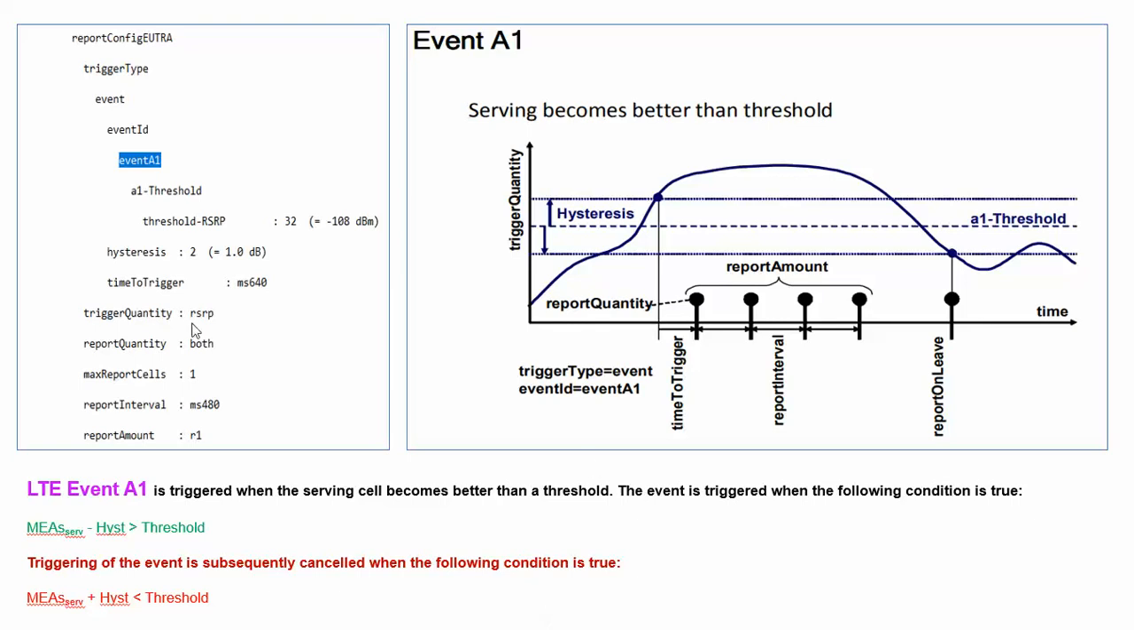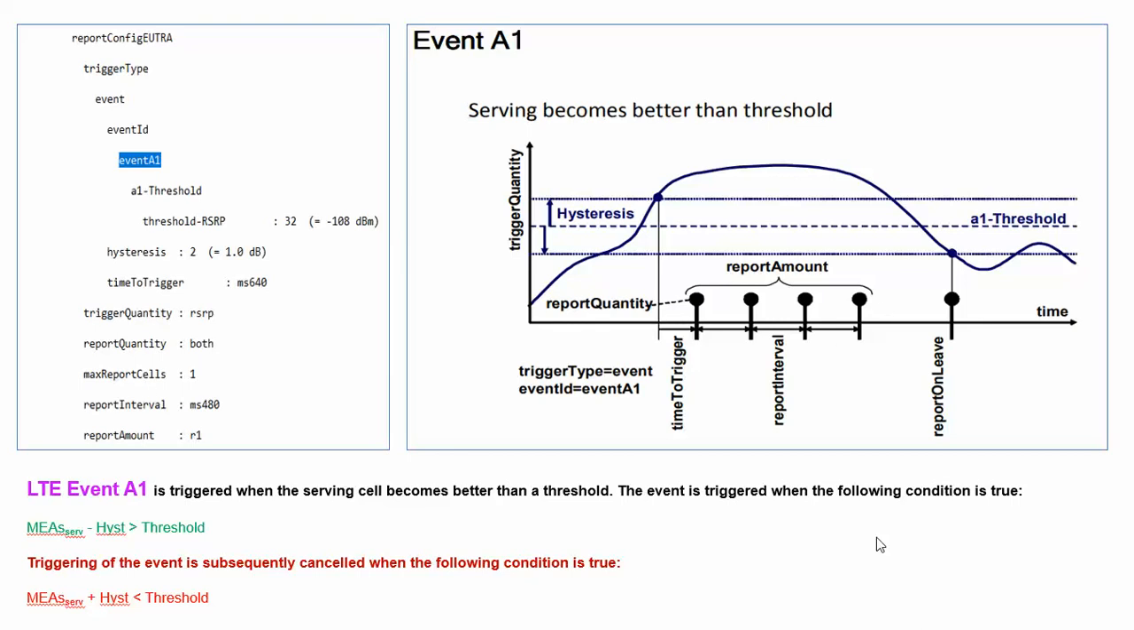What is report quantity? Suppose this message I have taken from the RRC reconfiguration, which the eNodeB sends to the UE. Here we can see report quantity is set as both. Both means that when the UE sends a measurement report to the network, RSRP and RSRQ will both be available.